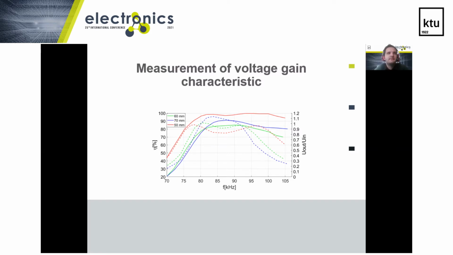At 70 millimeters of distance, the efficiency of 90% was achieved at a frequency 87.6 kilohertz, and here the voltage gain is not reaching its maximum, but opposite to previous situations, it is a little bit higher, thus enabling to transfer more power, but for the sake of the reduced efficiency.